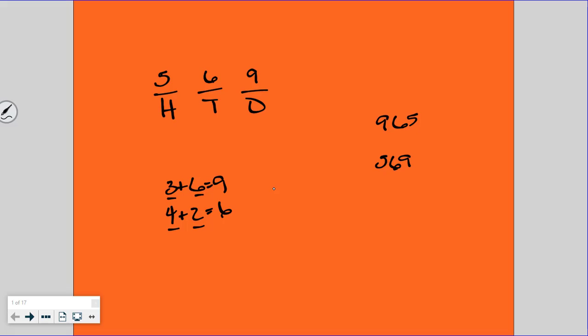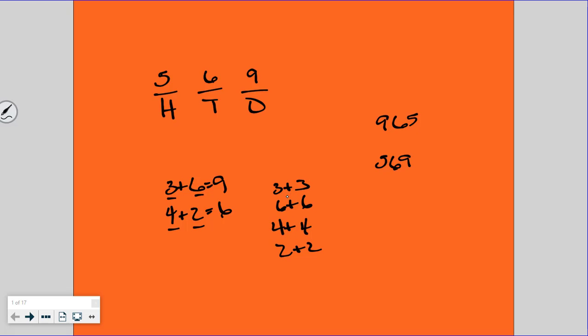For it to be a doubles fact, it would have to be something like 3 plus 3, or 6 plus 6, or for this bottom one, 4 plus 4, or 2 plus 2, right? For it to be a doubles fact, it can't have different addends. It has to have the same addends for it to be a doubles fact, right?